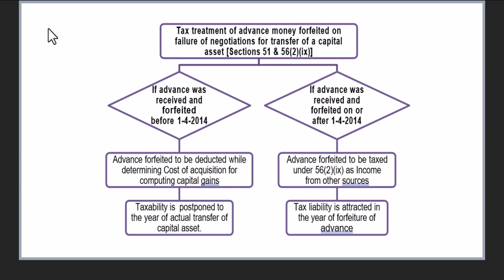Since there was an anomaly, it was corrected: if the advance is received and forfeited on or after 1st April 2014, then the advance forfeited would be taxable as income from other sources in the year of receiving that amount. That means it is not going to reduce the cost of acquisition.